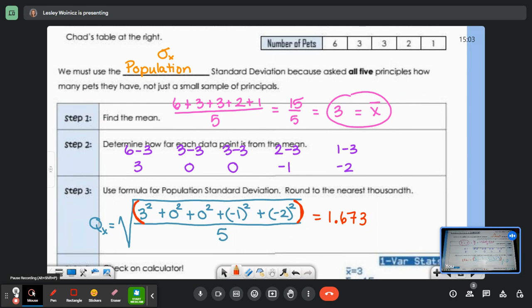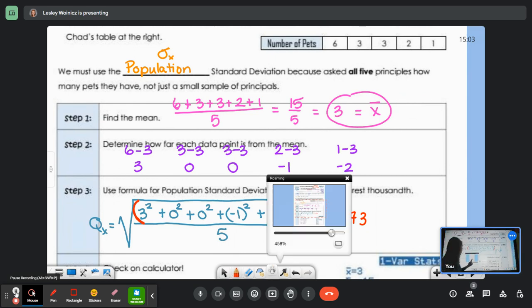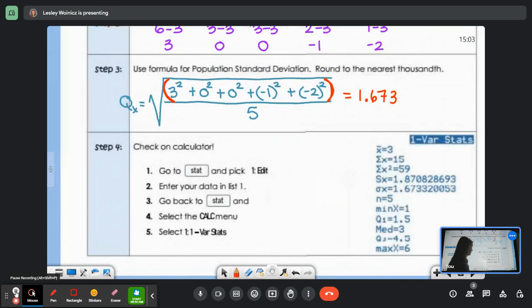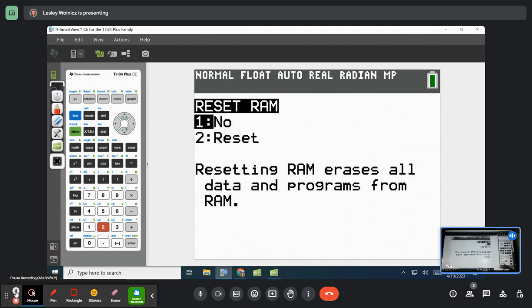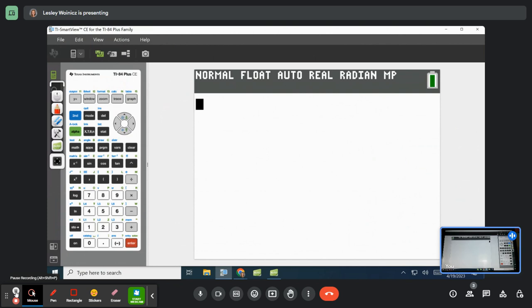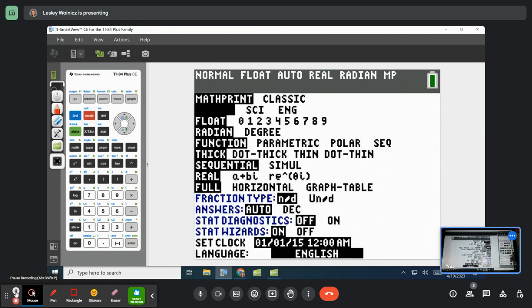Okay, now we're going to check it on the calculator the easy way. You guys are going to like this. We're going to go to stat. Oh, first let's clear the memory. How do we clear the memory? Good. Second plus 7, 1, 2. How do we turn our correlation coefficient back on? Yes, with the mode, and we go all the way down to stat diagnostics, and we turn them on because we need the wizards and the diagnostics on.